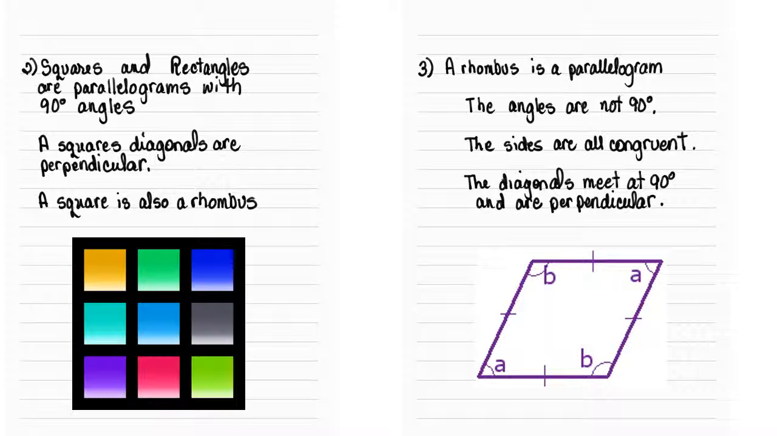A rhombus is a special parallelogram. The angles are not 90 degrees, but the sides are all congruent. The diagonals meet at 90 degrees. They're bisected, which also means that they're perpendicular.